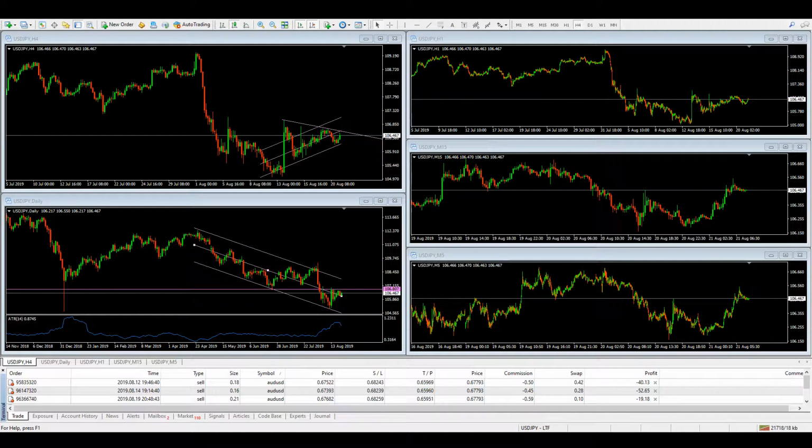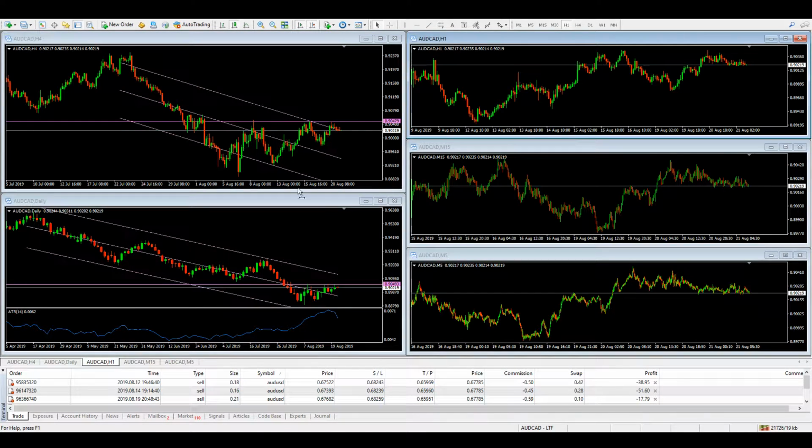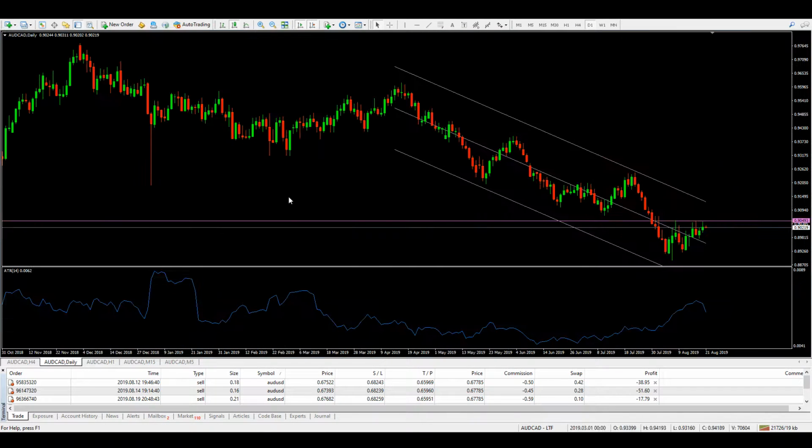So let's kick off. I'm going to try and keep this one a bit shorter than the previous day session. So I'm going to pick just three pairs from the market, and then also go over the two positions that I'm in currently. So let's kick off first of all with the AUDCAD, which has some possibilities on it.